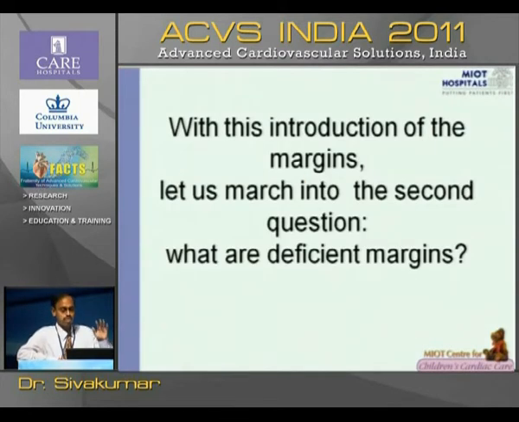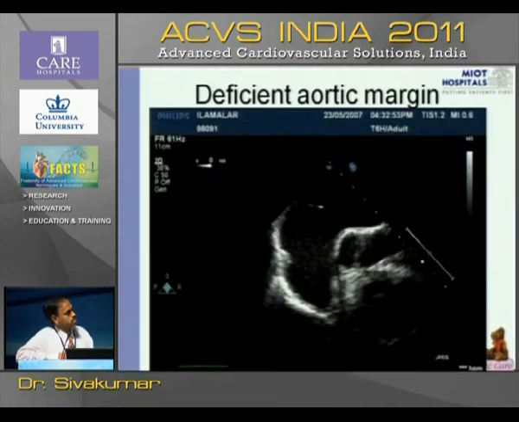What we have introduced is the margins. We all have to talk in a similar language. Second question, what is a deficient margin? Once we identify the margin, identifying a deficient margin is much easier. An example of a deficient aortic margin, or deficient anterosuperior margin. This is one of the common margins to be deficient.